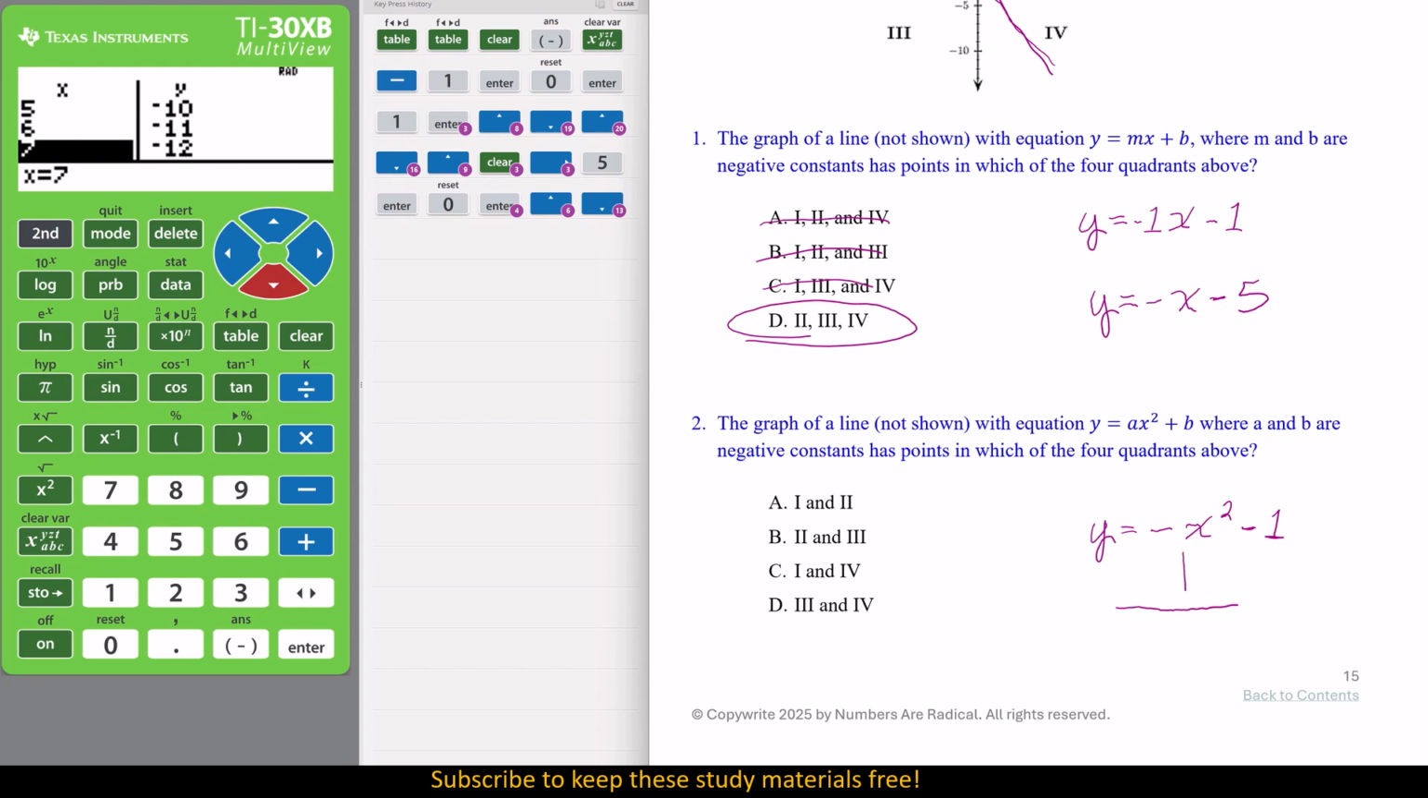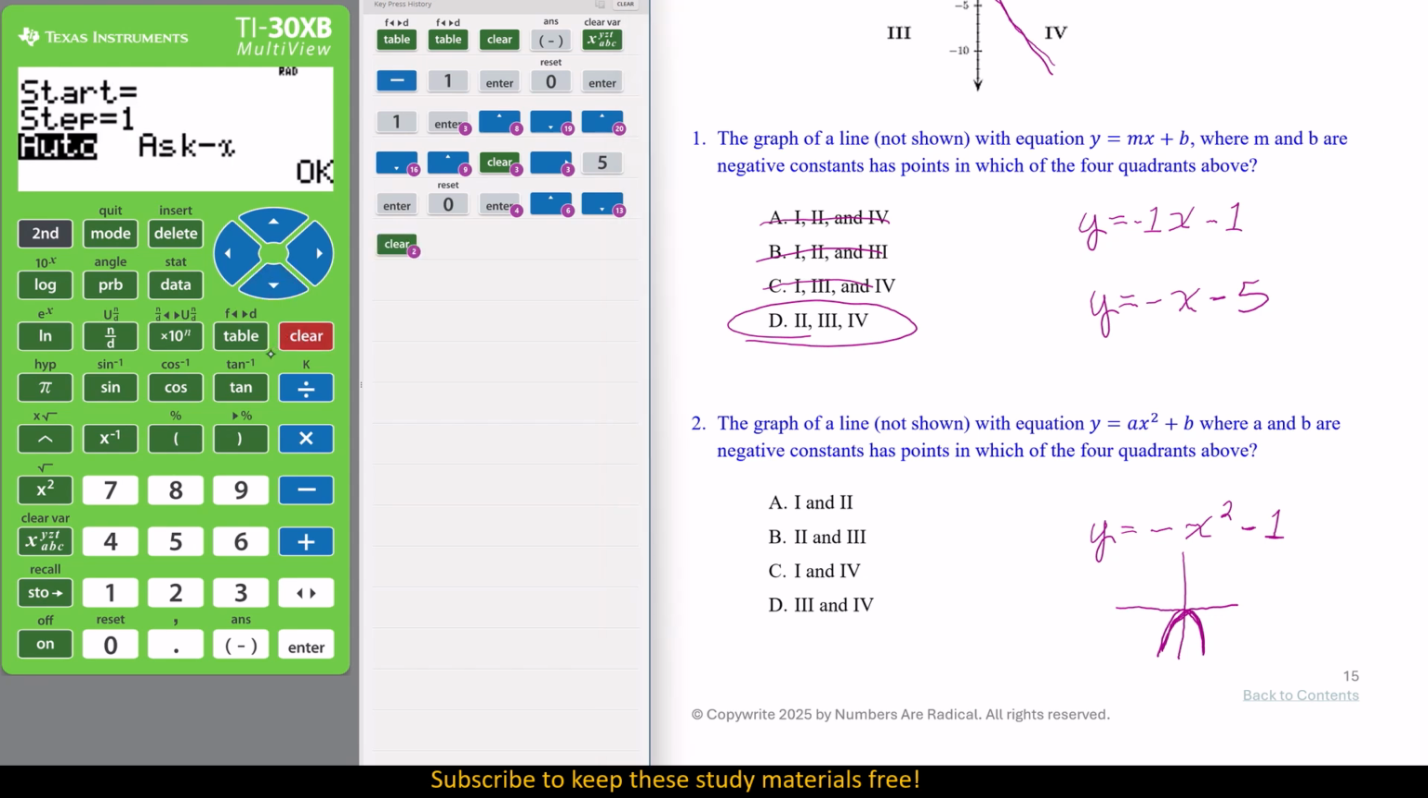Well, we'd have to draw it, and then it would go down, and they're both negative. Okay, well, let's take a look. I'm going to go back. Okay, there we go. Now I'm going to clear that out. I'm going to say negative x squared and minus 1. Okay, I want to go with the smallest intercept that's negative that I can.